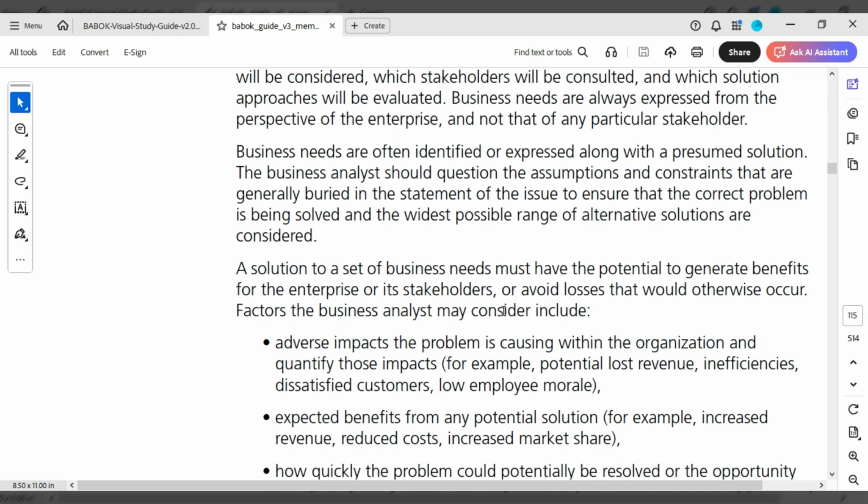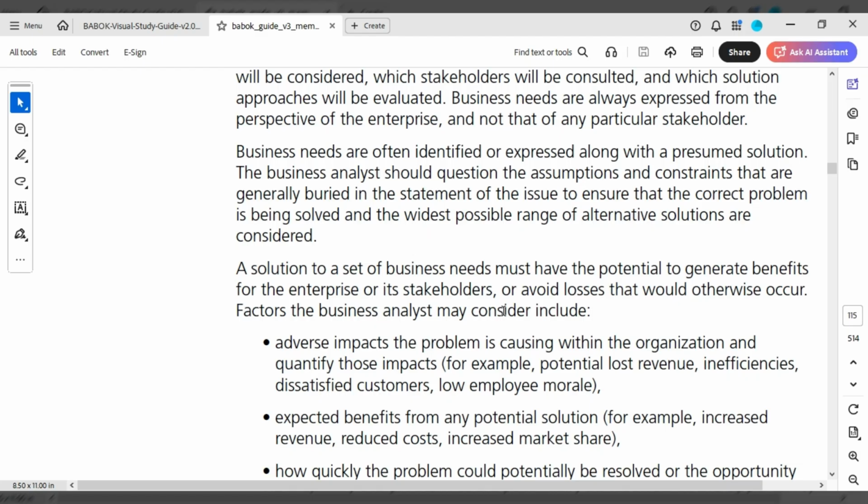The business analyst should question the assumptions and constraints that are generally buried in the statement of the issue to ensure that the correct problem is being solved and the widest possible range of alternative solutions are considered. This is perfect. So, telling you that please don't just take in everything at face value. Try to investigate, try to go in, make sure that this is a need, make sure that even the suggestions that are coming forward are necessary, so that you'll be able to spread your tentacles when it comes to looking for solutions. A solution to a set of business needs must have the potential to generate benefits for the enterprise or its stakeholders or avoid losses that would otherwise occur.